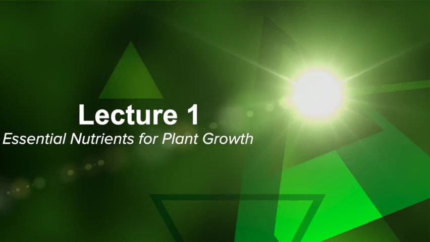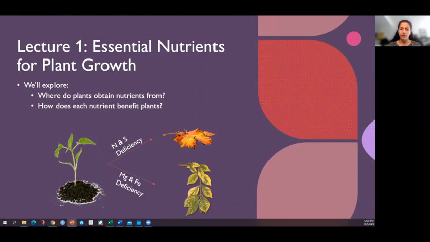Okay, for the first lecture, again, about essential nutrients for plant growth, we'll explore the sources where plants obtain nutrients and how each of those nutrients benefit plants. We'll also discuss some symptoms of deficiencies. Here, for example, we see that when there's some nitrogen and sulfur deficiency, we see older leaves showing a yellow color. When it is specifically for sulfur, we're gonna see that the newer plant tissue is gonna show a yellowish color.